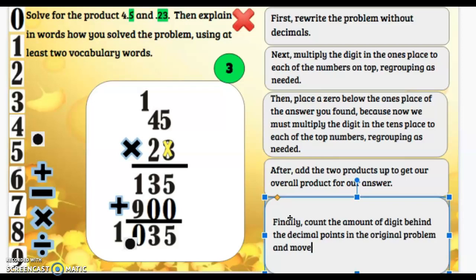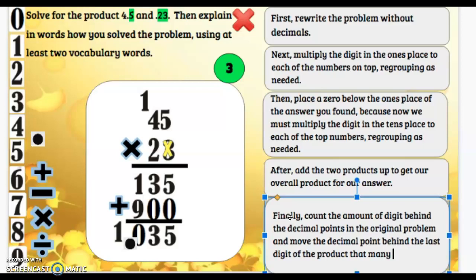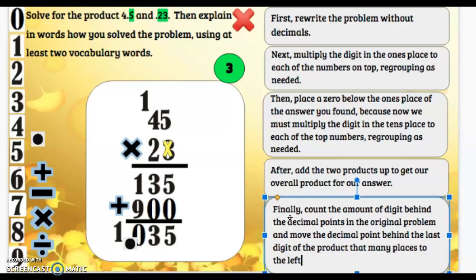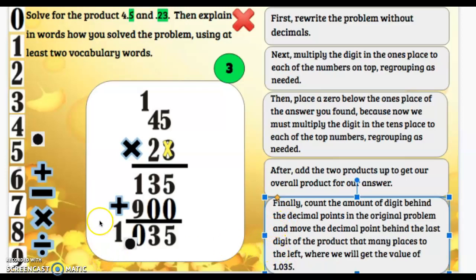And move the decimal point behind the last digit of the product that many places to the left, where we will get the value of 1 and 35 thousandths. Okay, and that is writing for today.